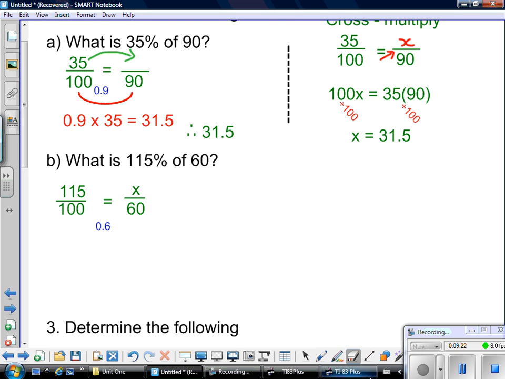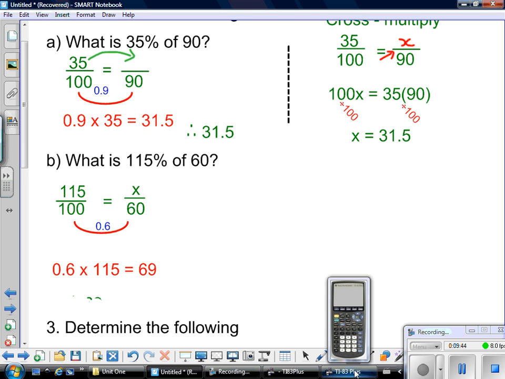So the same kind of thing here is I need to know, and if you notice I already have the answer there, I need to know, what do I multiply 100 by to get 60? And if you notice, it's 0.6. So that means in order to find x, I take the 115 and also multiply it by 0.6. When we do that, what we end up having for our answer is 69.